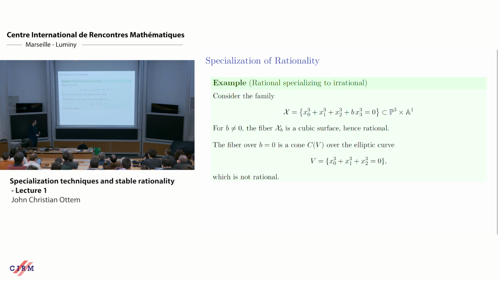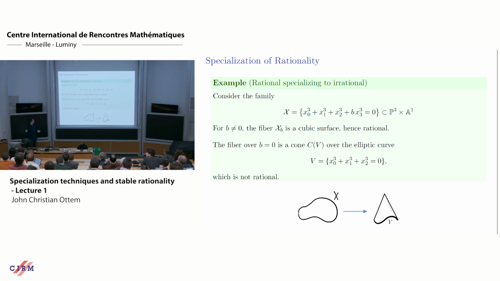But if you specialize, if you put B equal to 0, this is the cone over an elliptic curve. So it really looks like this cone here. And this is not rational because if you blow up the singular point here, you really have something which is, you know, elliptic curve times P1. And, you know, it's not even simply connected, so this is not rational.